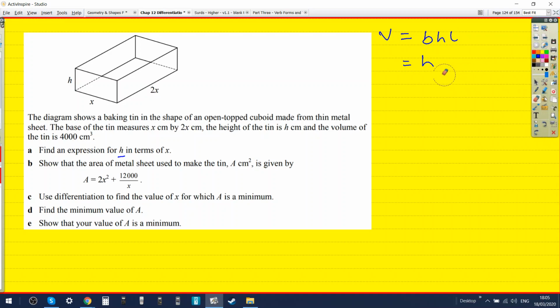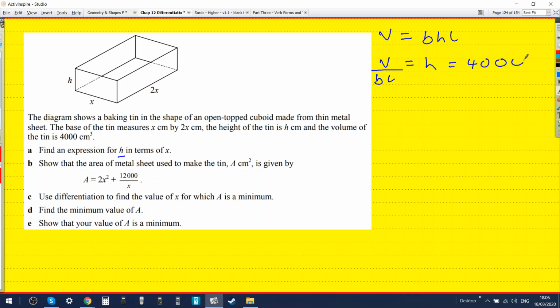Yep. Right. And so for this question in particular, h equals 4,000 over 2x squared. Well done. Part B.